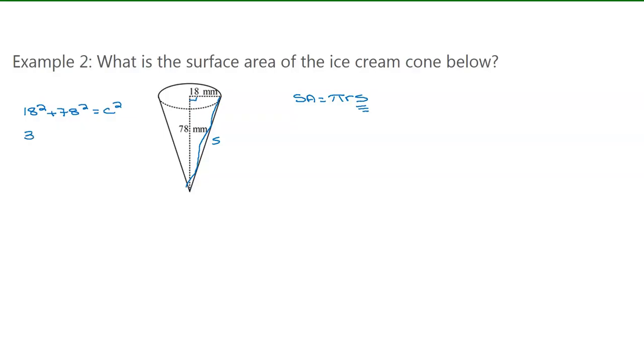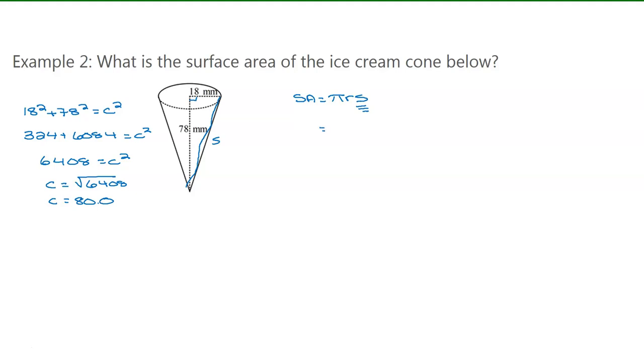A squared plus b squared equals c squared. On the calculator I get 324 plus 6,084 equals c squared. Adding those two values together gives me 6,408. Now I need to find the square root of that, which is 80.0 by the time I round.